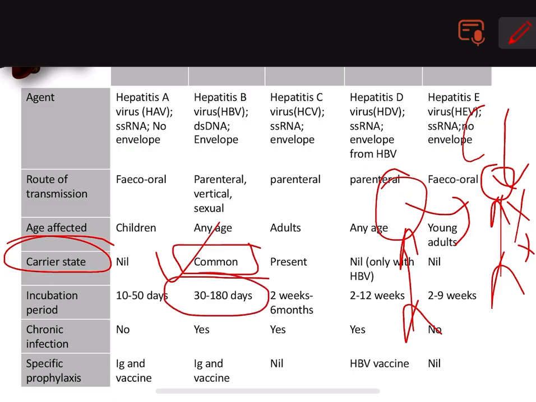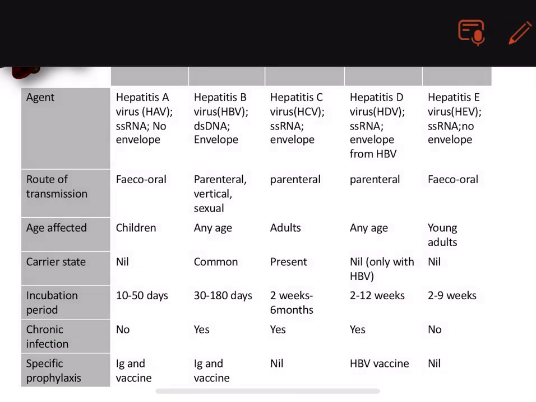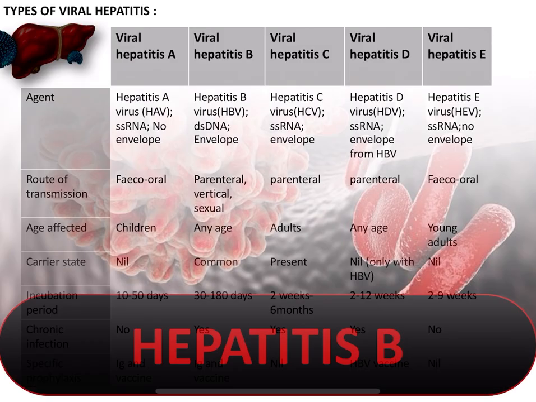Incubation period is 30 to 180 days. So we see that incubation period is quite long here compared to hepatitis A. Hepatitis B is a chronic infection. It can lead to hepatocellular carcinoma. It can lead to fibrosis of the liver. So we see that chronic infection is commonly found in cases of viral hepatitis B, and the specific prophylaxis is immunoglobulin and vaccine again. So this was just a gist of viral hepatitis B. Let us understand in depth about each of it.